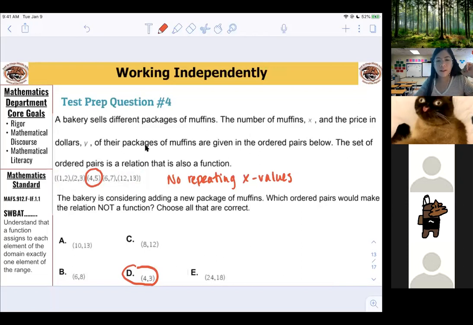So the only other one that would make it not a function is answer choice B. Because if I added answer choice B to the list, why would it not be a function? Yeah, because I already have 6,7. So I can't add 6,8 because that would repeat the X values. If it was on a chart, wouldn't it be on top of each other? Yeah, if you graphed it, they would be on top of each other. So that would be not a function.